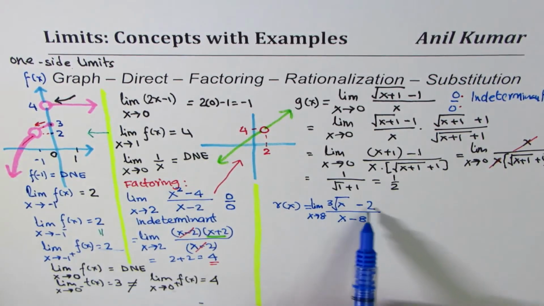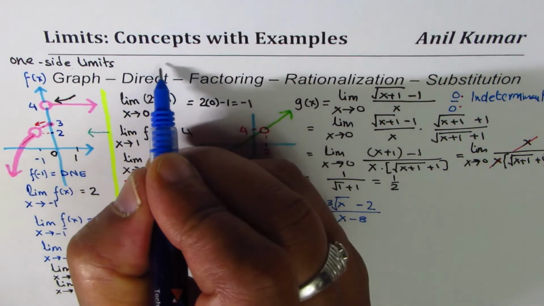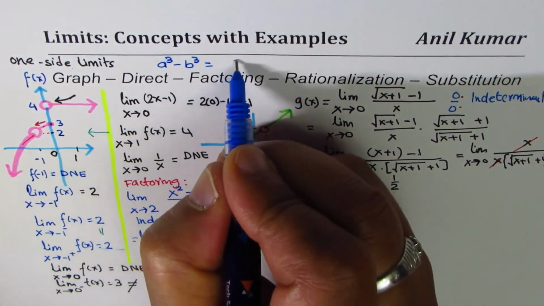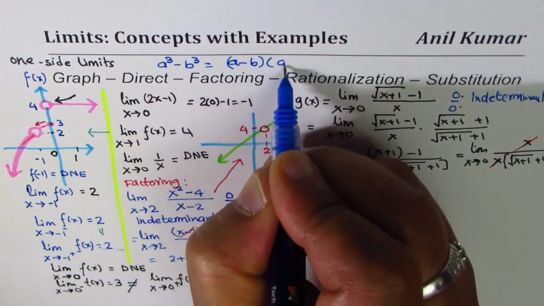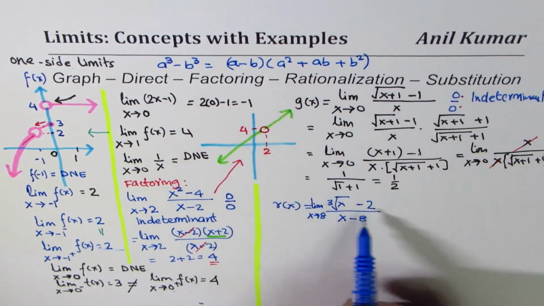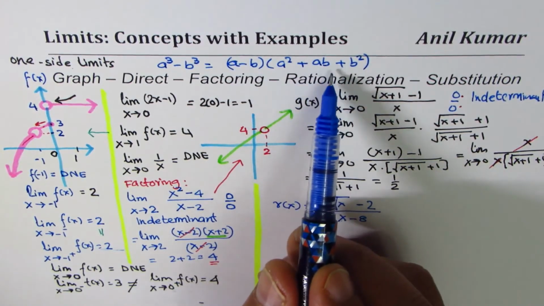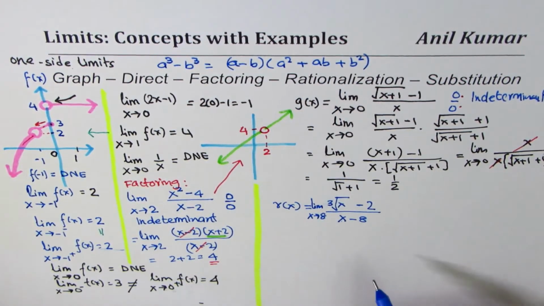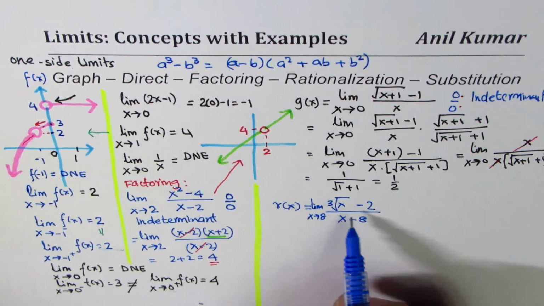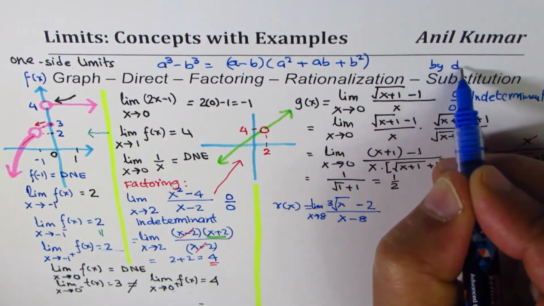So in this case, you could actually rationalize also. You know, a cube minus b cube formula. Let me write down here. A cube minus b cube is equal to a minus b times a square plus ab plus b square. So to rationalize a cubic function, we have to multiply and divide by a square plus ab plus b square. Remember that. You could do it, but it's kind of complicated. So we avoid it and we use substitution. So let's do a substitution here by a different variable, right? Substitution by a different variable.